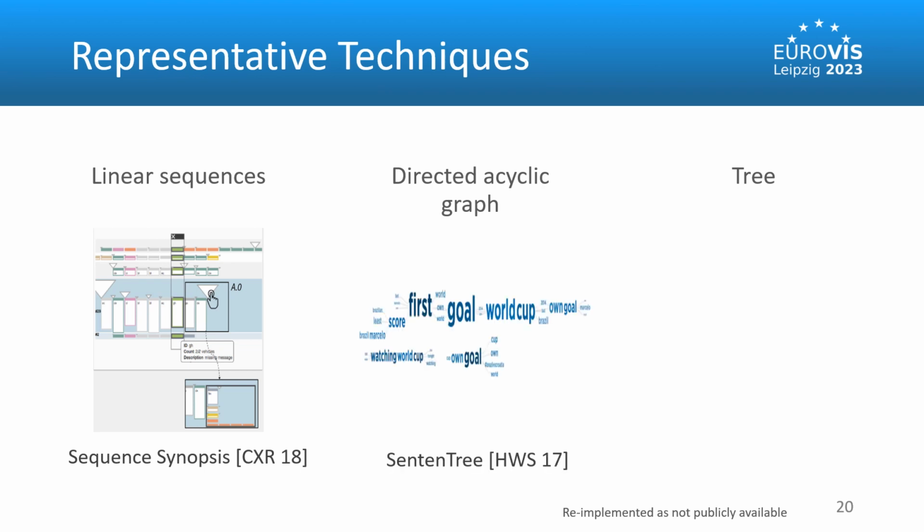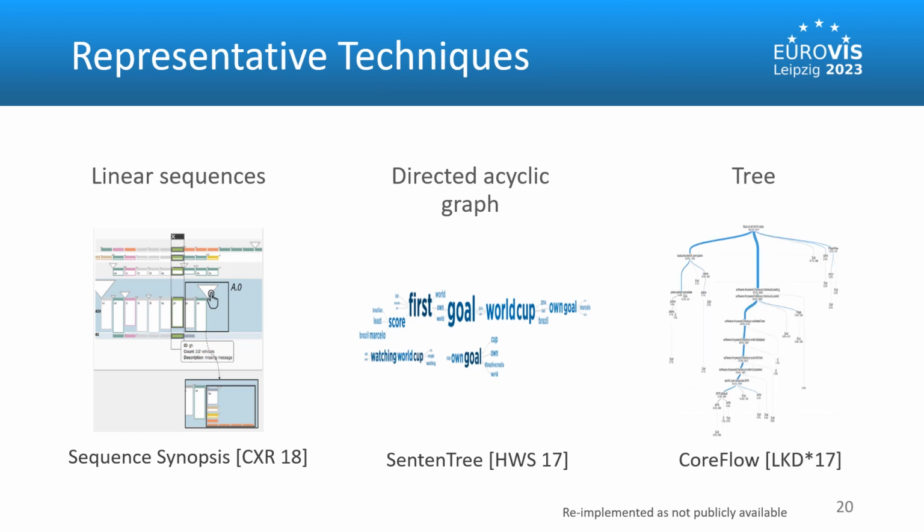For directed acyclic graph, we use SentenTree. Although it was originally designed for text data, it can be applied to event sequences. SentenTree uses a rank and divide approach and generates a DAG summary. For tree structure, we use CoreFlow. CoreFlow uses a recursive rank-divide-trim algorithm and generates patterns in a tree format.